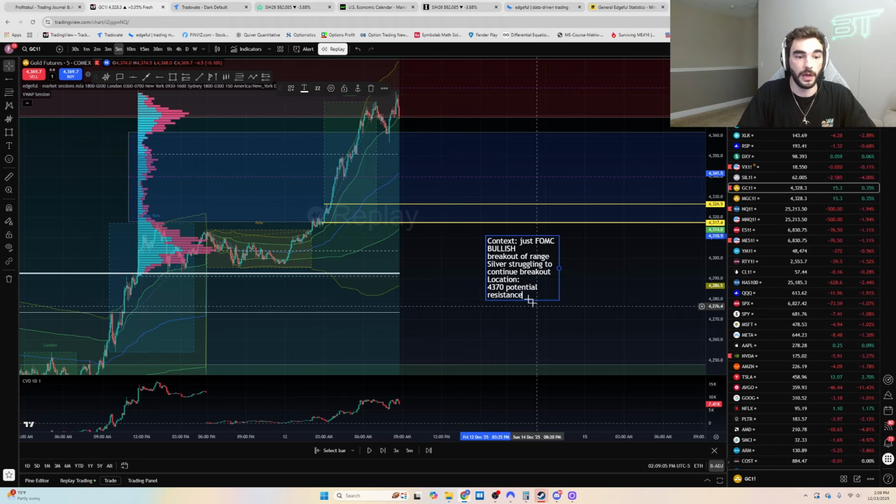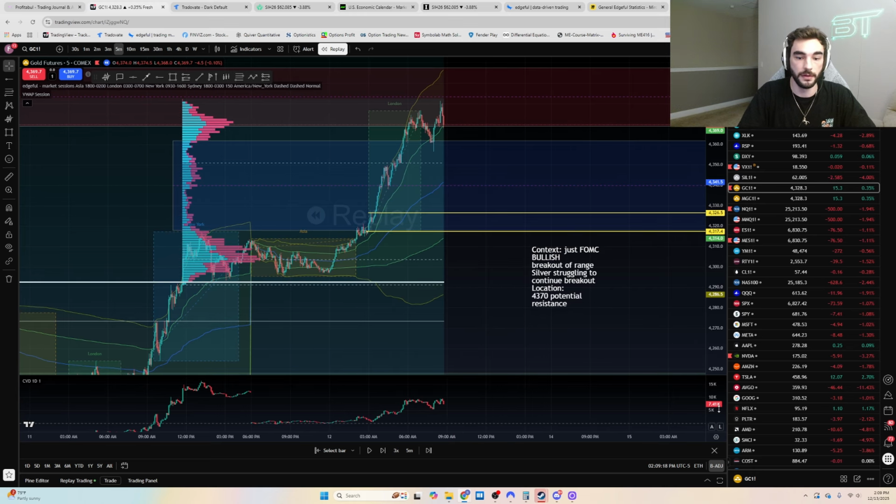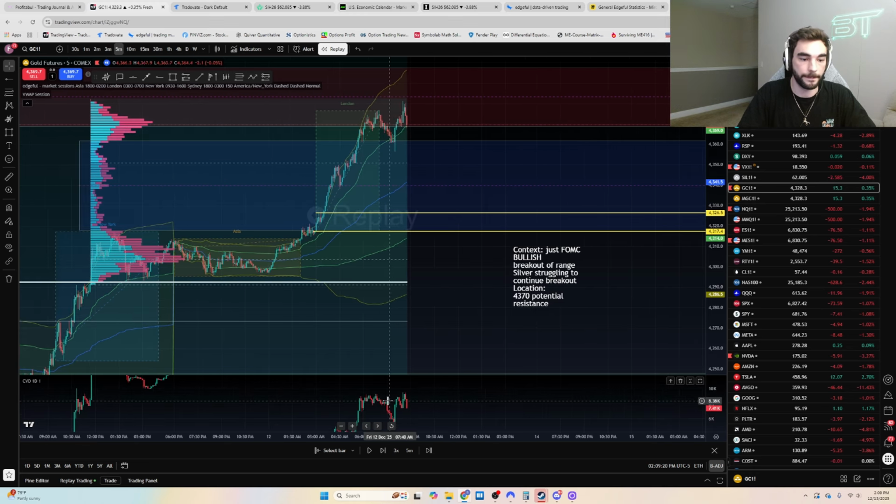So now I just need my confirmation. I have my location, my previous resistance. I have areas where I would like to TP, this London low or this VWAP. I've got two of them. I'm going to wait for sellers to step up.